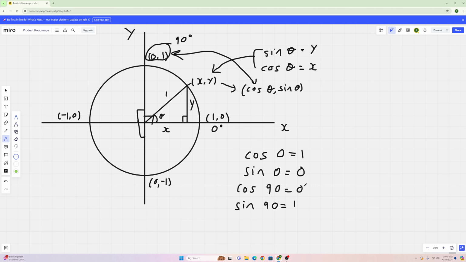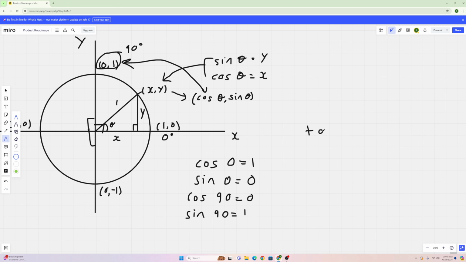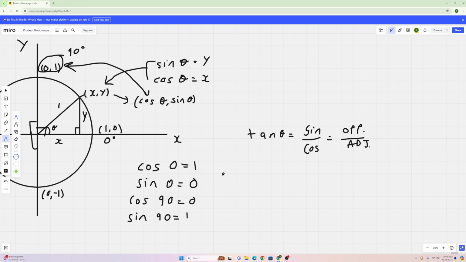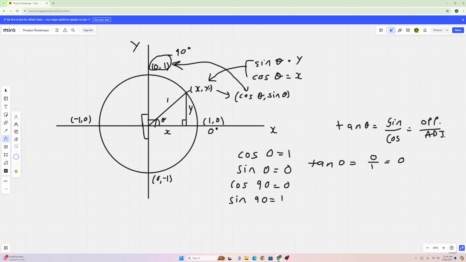And to find tan, the tan formula is sine over cosine, or opposite over adjacent. So, for example, tan of 0 is just going to be sine, which is 0, over 1. So tan of 0 is just 0. And so this is a really quick way for you guys to understand the unit circle and to do the 0, 90, 180, 270, 360 degrees.